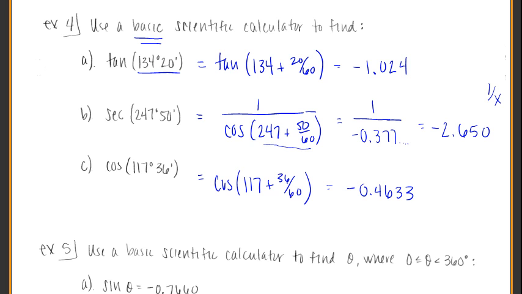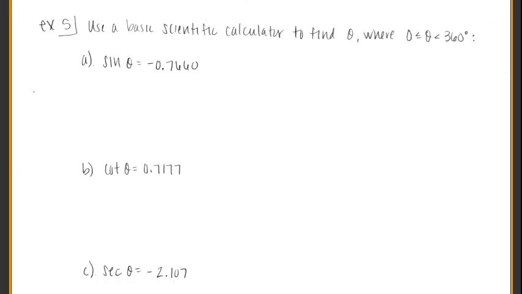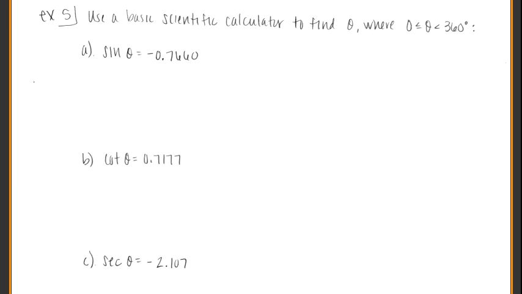Okay? All right. Last but not least, example 5. We're going to use the basic scientific calculator so we can find theta, where theta has to be between 0 and 360. There's a little more work involved in here, unfortunately, because let's look here. We want to know y values, and when are my y values coming out negative? Well, if you look at that unit circle, y values are negative in 2 areas, quadrant 3 and quadrant 4. So we're actually going to be getting 2 answers here.